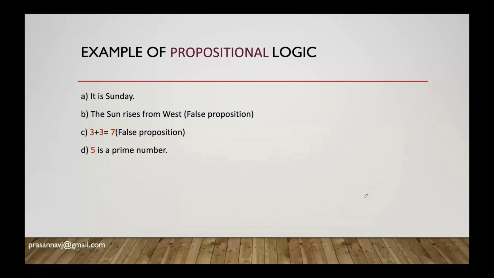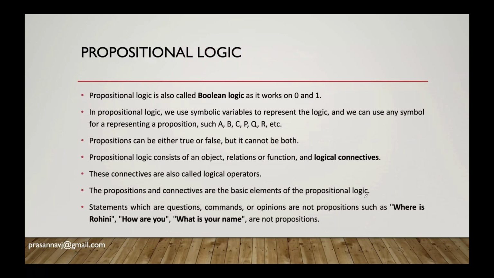We all know that the sun rises in the east. So if it is sun rises in the west, it is a false proposition. 3 plus 3 is 6. If someone says it is 7, that is a false proposition. So the basic thumb rule is they all have to follow a Boolean logic. Either it has to be 0 or 1.